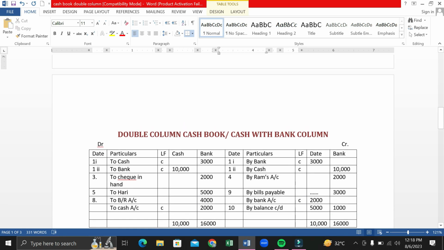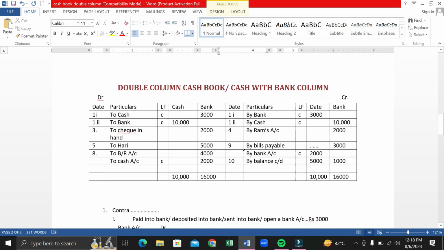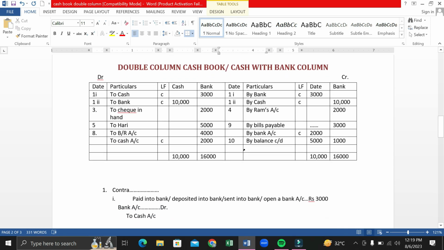So just see, I have taken a format for the double column cash book. Date, particulars, ledger folio. Here we will make one more column, a bank column, instead of only cash. On the credit side also, again date, particulars, ledger folio. This is cash and bank.